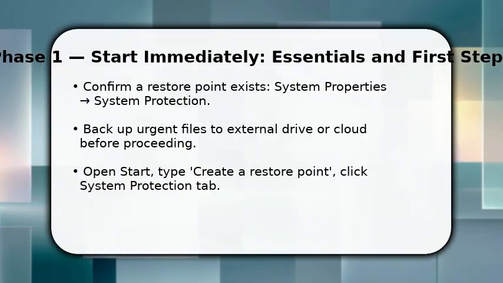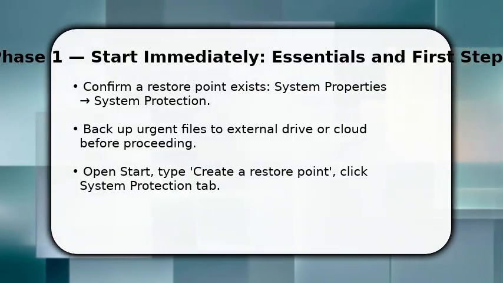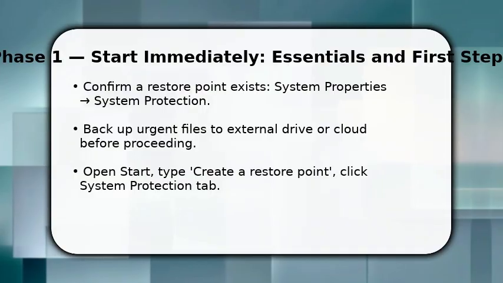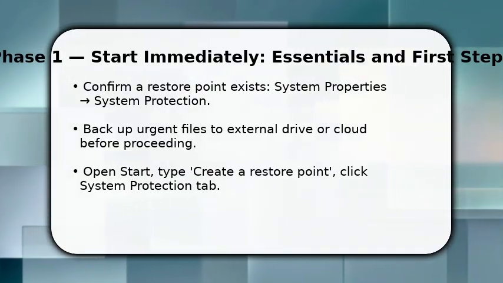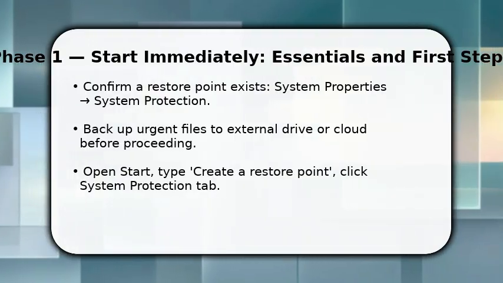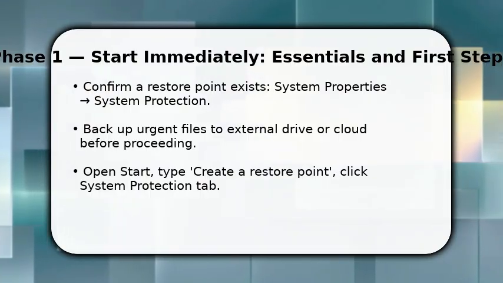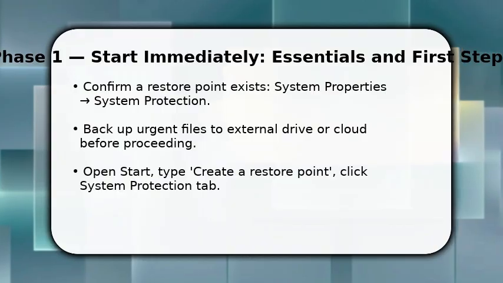You start by confirming prerequisites. Check that system protection is enabled and at least one restore point exists. This prevents wasted steps. Once done, back up critical files to an external drive or cloud so you can recover any unsaved data. Now open Start, type Create a Restore Point, and press Enter to reach the System Properties dialog.